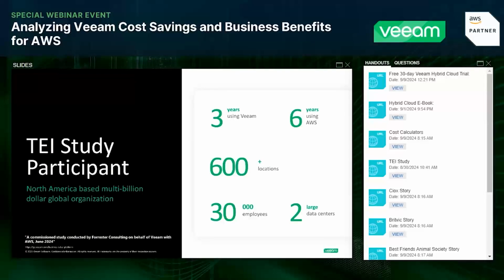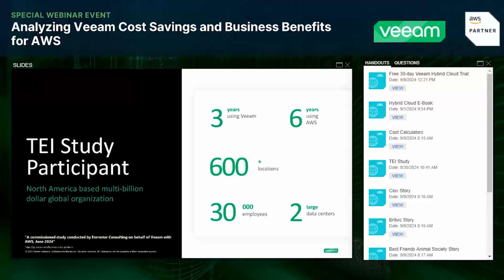So who was the participant? It was one multi-billion-dollar organization that was based in North America. However, they have over 600 locations worldwide. And they've been using Veeam for 3 years and AWS for 6 years. And with Veeam, they're using our flagship product, our Veeam Data Platform.